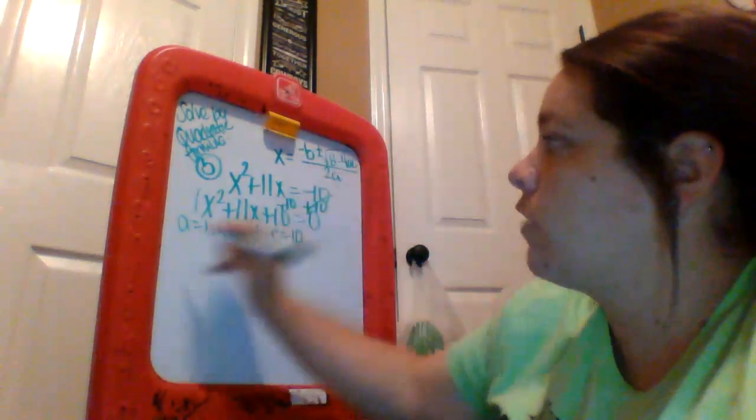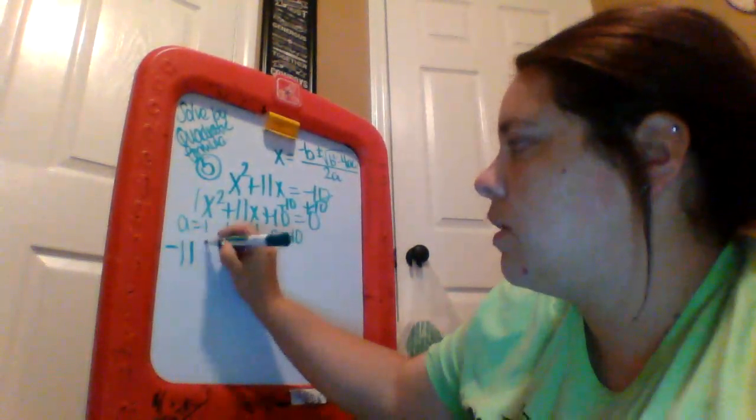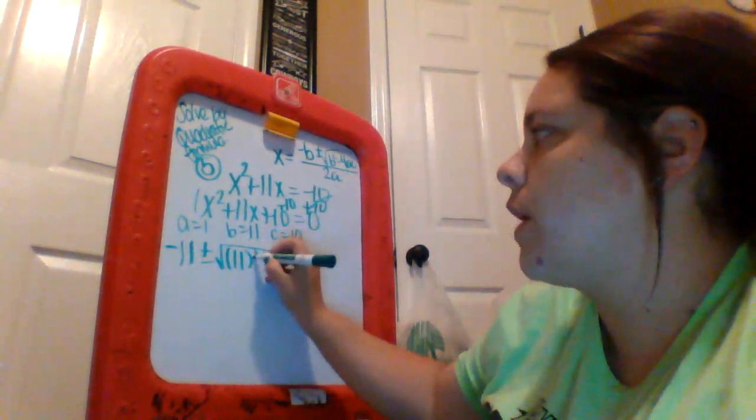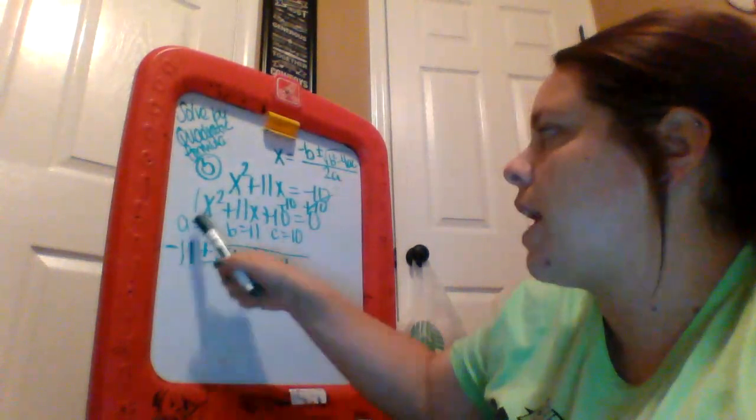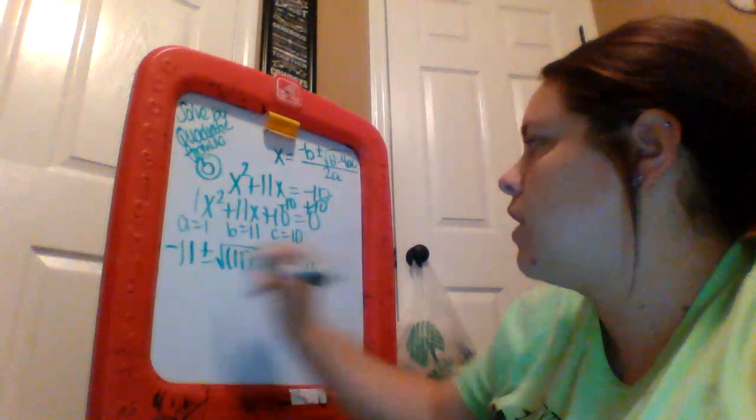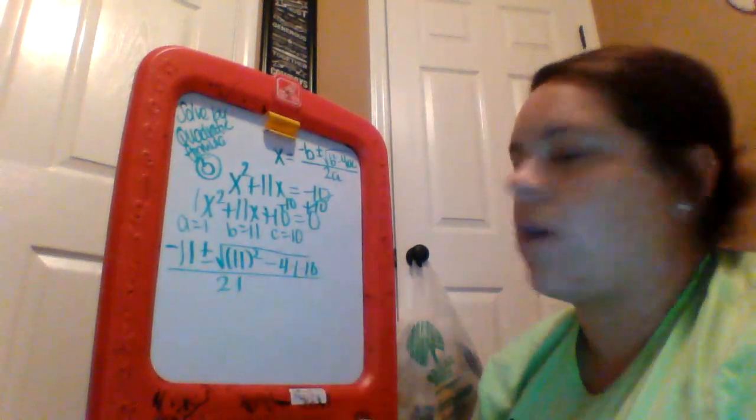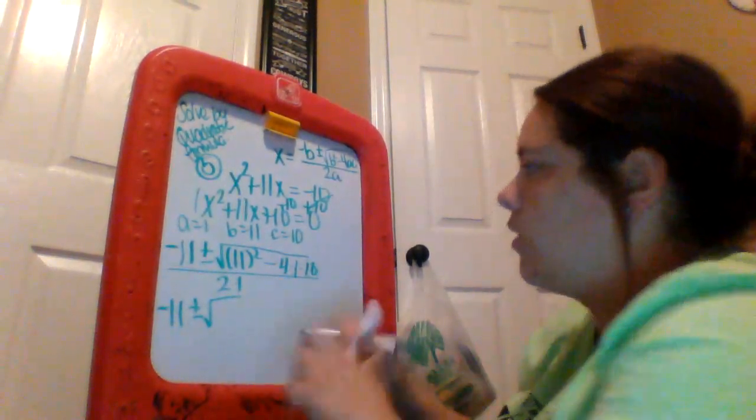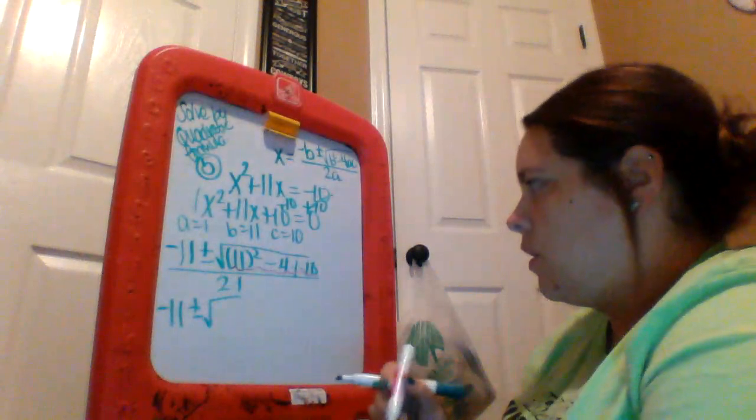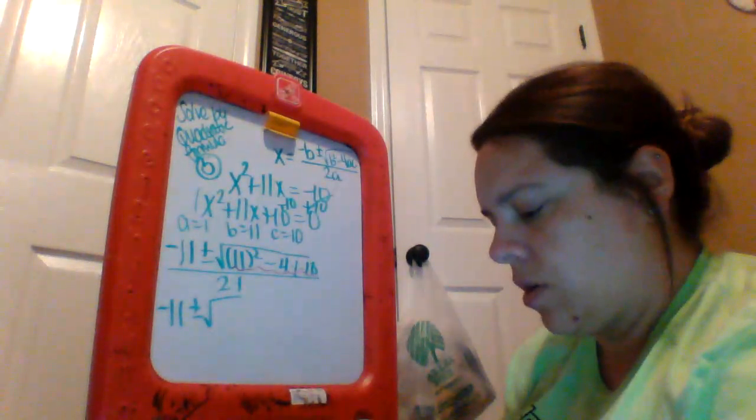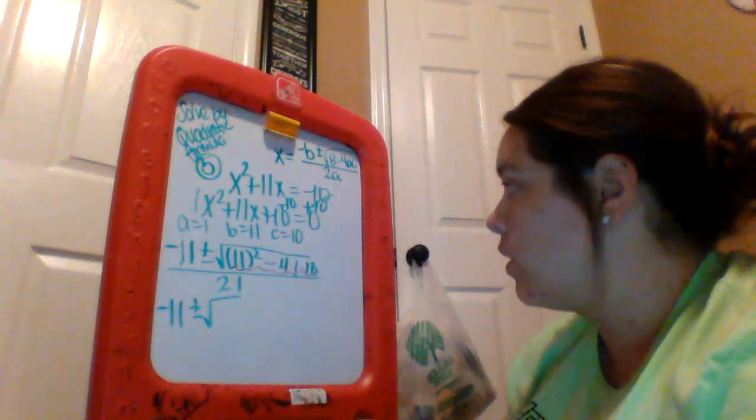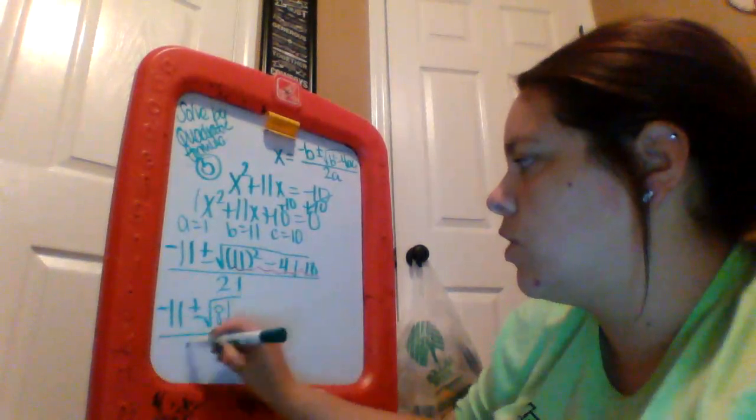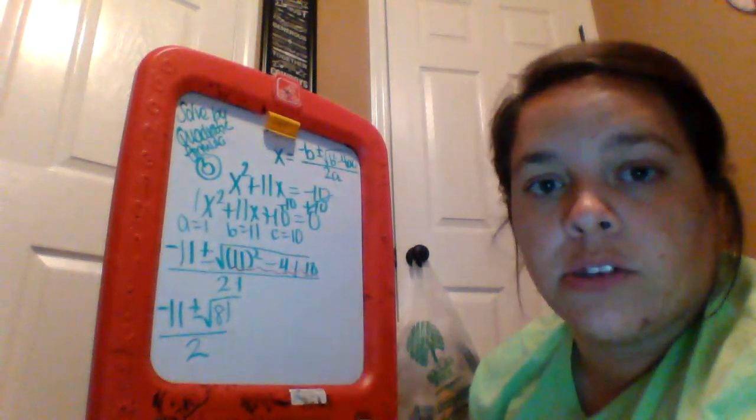All right, so the quadratic formula is negative B, which is negative 11, plus or minus a square root of B squared. So 11 squared minus 4 times A, which is 1, times C, which is 10, all over 2 times A, which is 1. So that's negative 11 plus or minus, and then calculator time. So 11 squared minus 4 times A times C, so 4 times 1 times 10, and I got 81 over 2. So hopefully you all are practicing with your calculator, making sure you can get those right numbers.